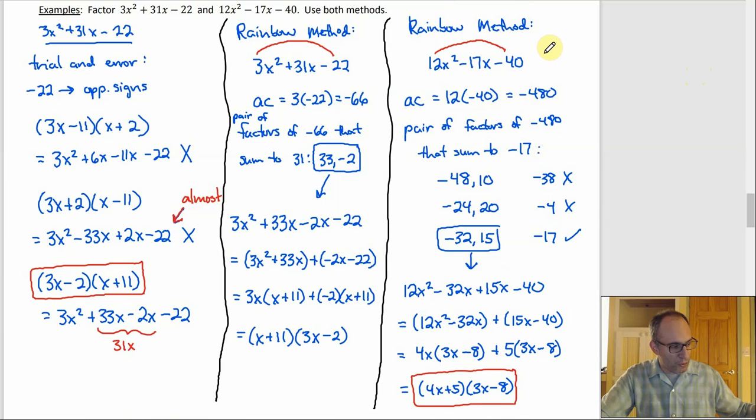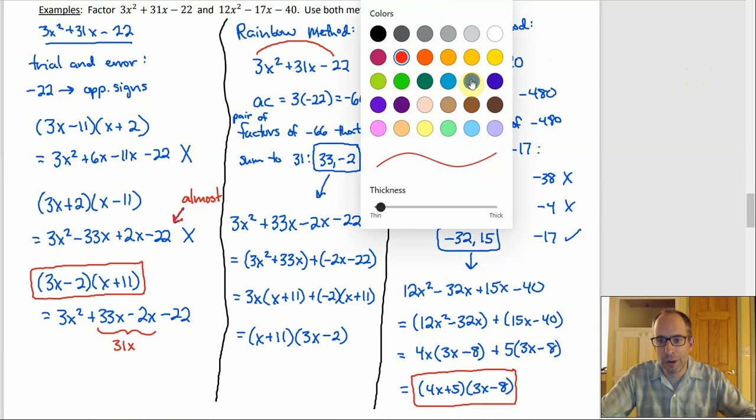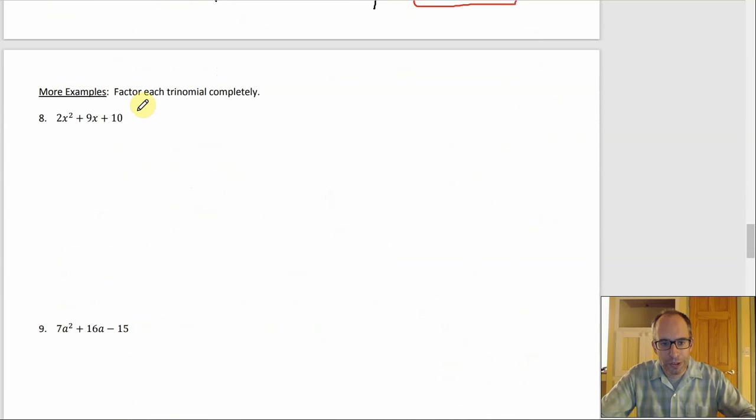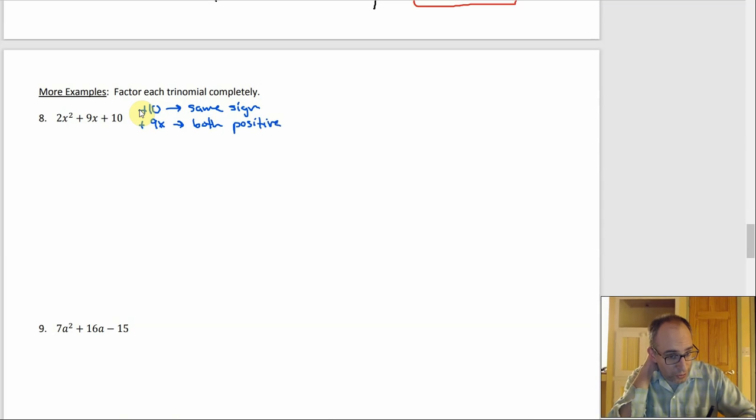All right, now for a bunch of examples where you would have a leading coefficient that's not 1. Okay, so like for this, plus 10 at the end. So I'm still thinking if you get that plus 10, then your two integers that end up in your binomials must have the same sign, but then you're getting a positive middle term, so that plus 9x means that they're going to both be positive.